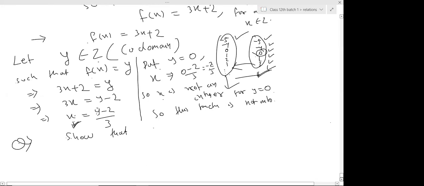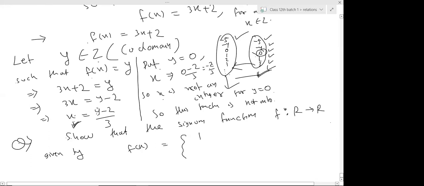Show that the signum function f from R to R, given by f of x equals 1 if x is positive, 0 if x is equal to 0, and -1 if x is negative, is neither one-one nor onto.